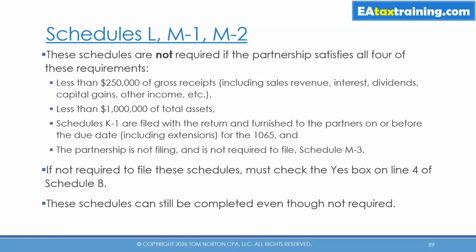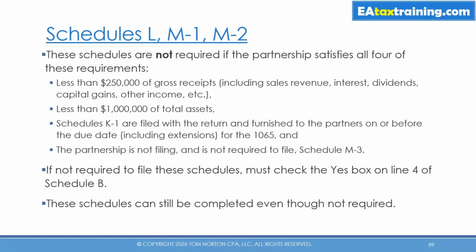Not every partnership has to file or fill out Schedules L, M1, and M2. What I'm going to call very small partnerships do not have to do that. So, if all 4 of these requirements are met, you don't have to worry about putting a balance sheet or any of this on the tax return. If the partnership has less than $250,000 of gross receipts and they have less than $1 million of total assets, and the return was filed on time and all the partners got their K-1s on time, and the partnership is not filing and is not required to file Schedule M3.